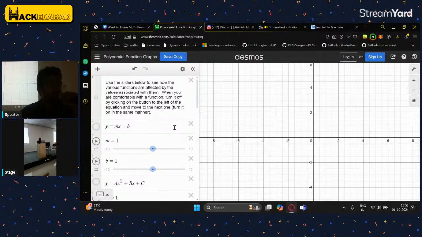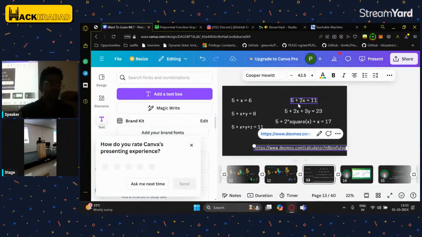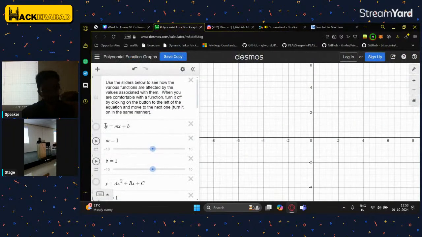Okay, can everyone see this equation, y equals mx plus b? What is this equation for? Perfect answer, straight line. So in this slide we have 5 plus 2x equals 11, and we have this equation. What if I plot it? It's a straight line, as you folks said.